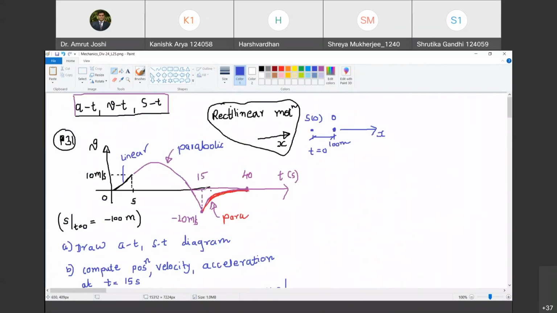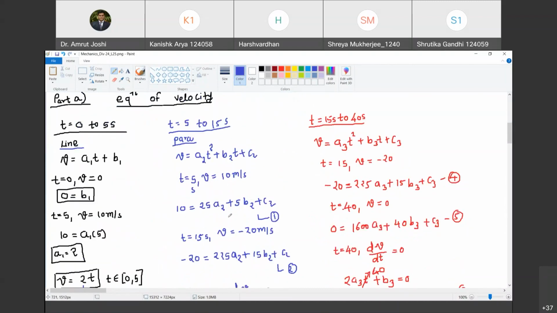For second condition, look at time t equal to 15 seconds. What is the value of velocity there? Minus 20 meter per second. So the second condition that I am going to write is minus 20 is equal to, when I substitute t equal to 15 seconds here, this becomes 225 A2. When I substitute t equal to 15 seconds here, it becomes 15 B2 plus C2. Do you agree with me? Yes, sir. So this is the second equation.